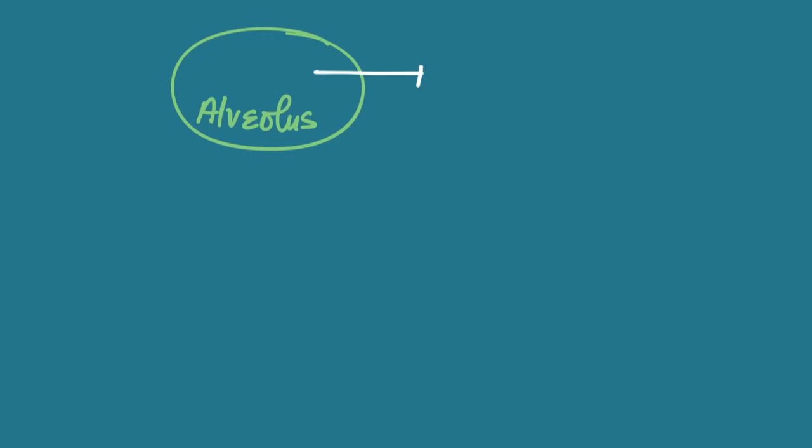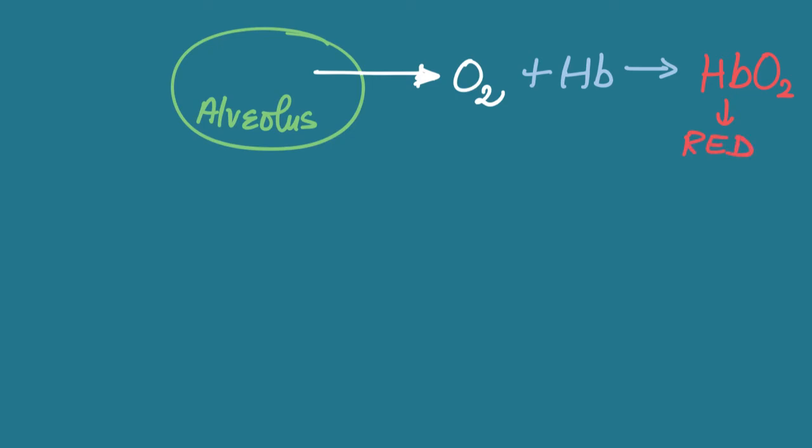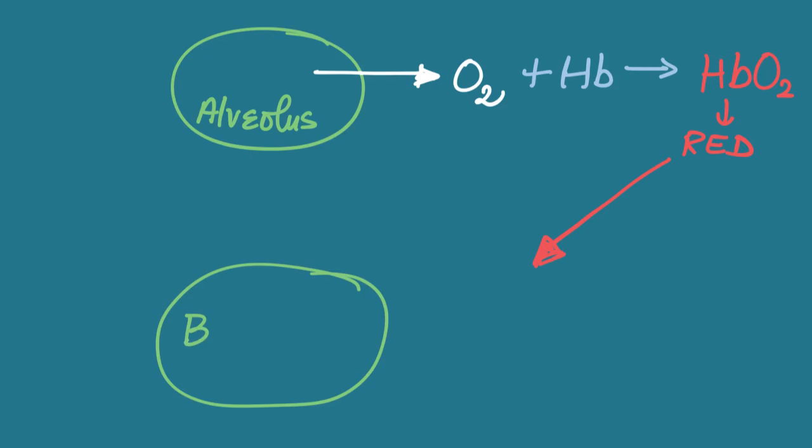Let's look at the role of hemoglobin and what it binds during transport of gases. So in the alveolus, the oxygen leaves the alveolus, and in the capillary, the hemoglobin is waiting to pick up the oxygen, and you get oxyhemoglobin, which is red.